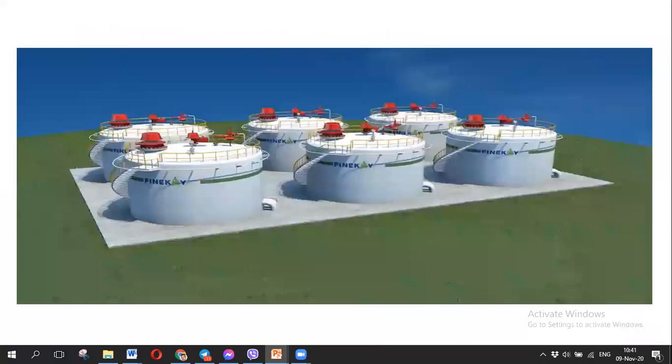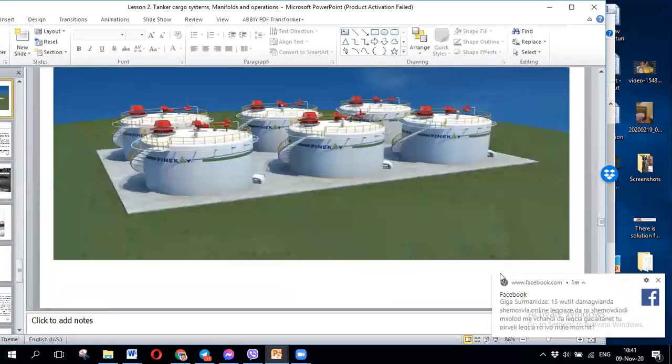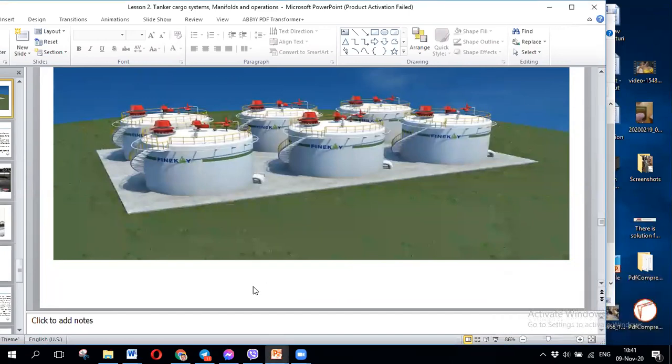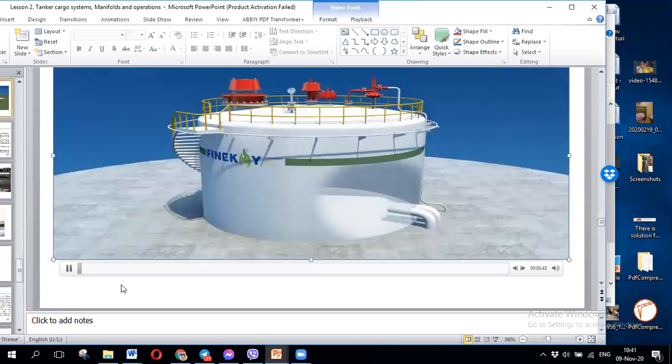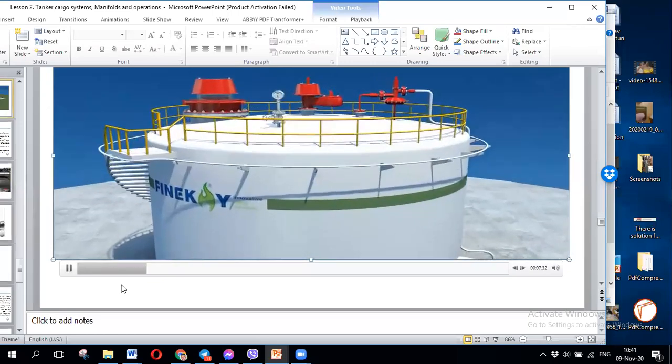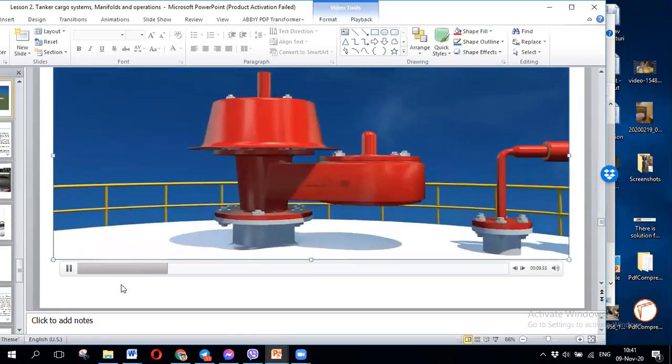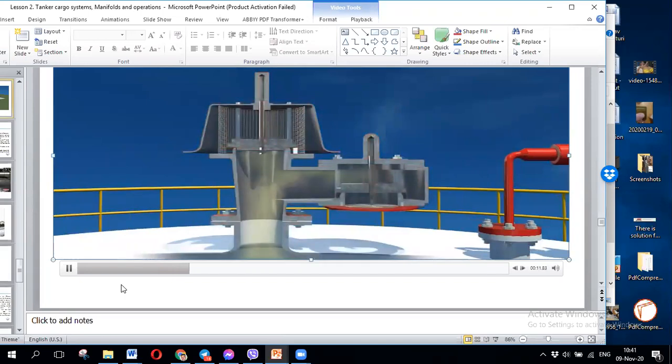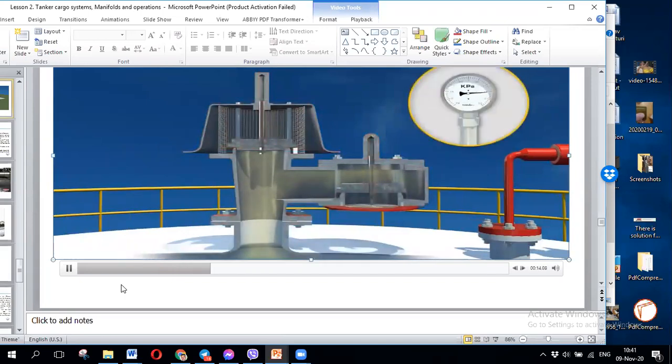Well, here is again a small video showing how the PV valve works. Just a video. You must understand the principle of work. So the cargo increases the pressure inside, gas goes, pressure is rising, and lifting up this plate.